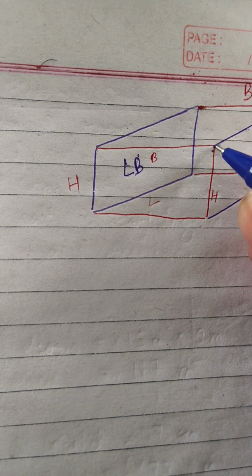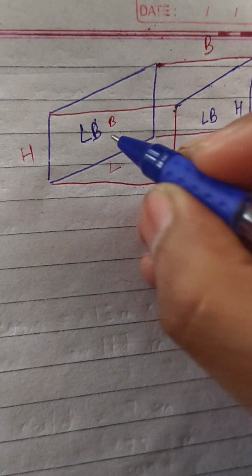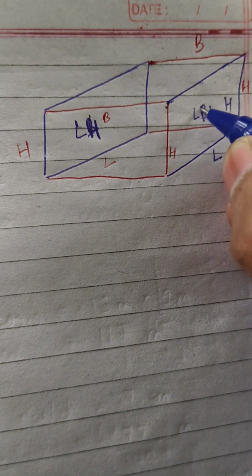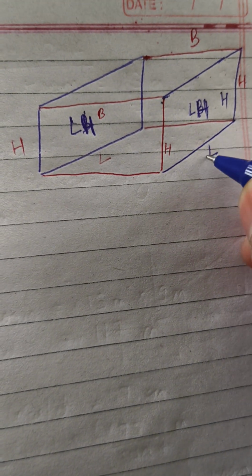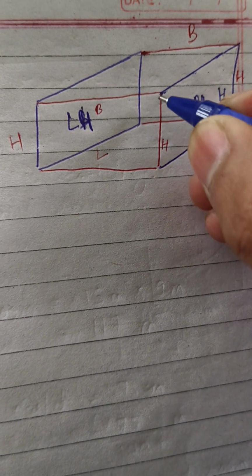Similarly, if we talk about this wall, it will also be L into H, because L and H are the only two dimensions. Breadth is not included in this wall, right?